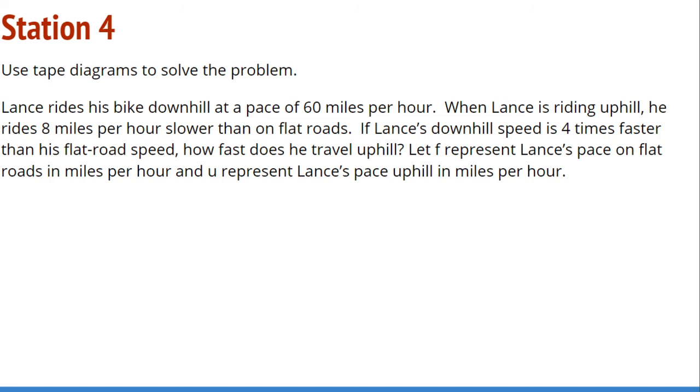We're going to use F to represent his pace on flat roads in miles per hour and U to represent his pace uphill. So let's see. His downhill is 60, and that's going to be greater than his flat, because it says he's slower uphill than he is on the flat roads. Flat is greater than the uphill. So my building block here is going to be my uphill.